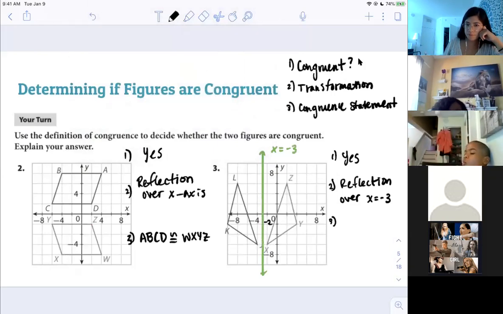Wait, I can't see the letter, the line is blocking it. Is that J? Oh, yeah, that's a J.